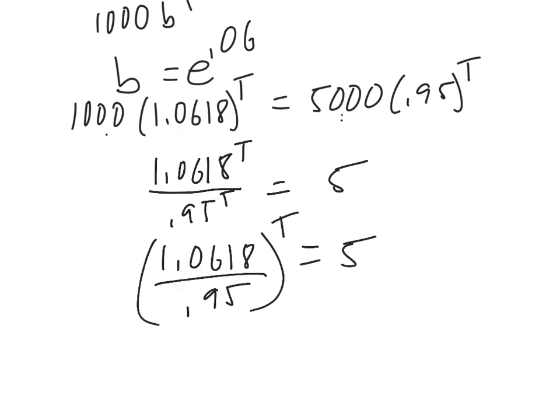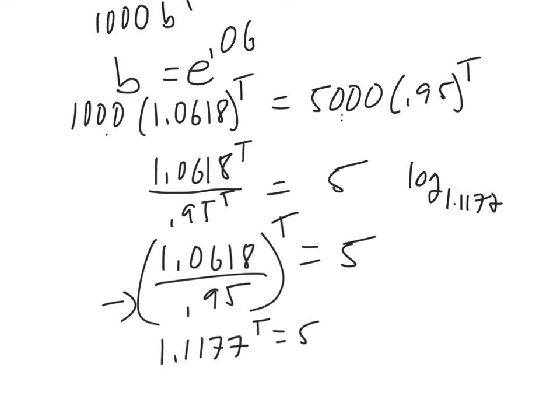And then this is the decimal. I can calculate that decimal. It's going to be 1.0618 divided by 0.95. So I'm getting 1.1177-ish to the t power equals 5. Now let's just rewrite that as a log. So log base 1.1177 of 5 equals t.